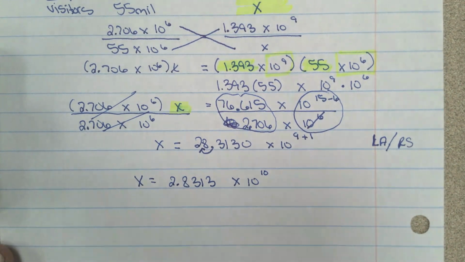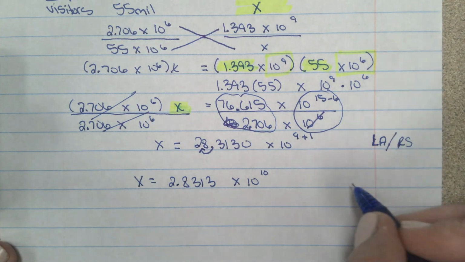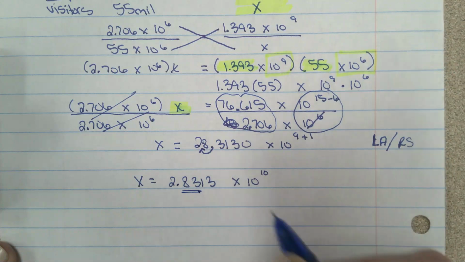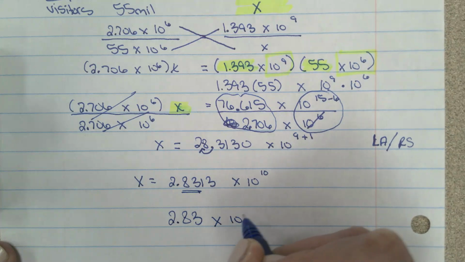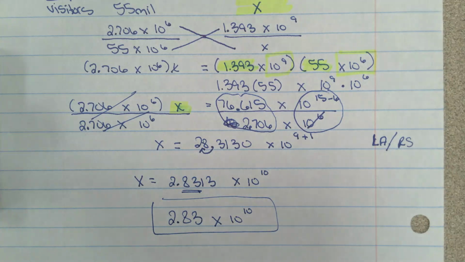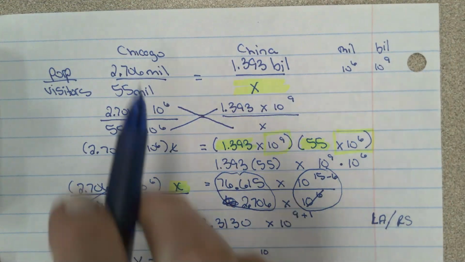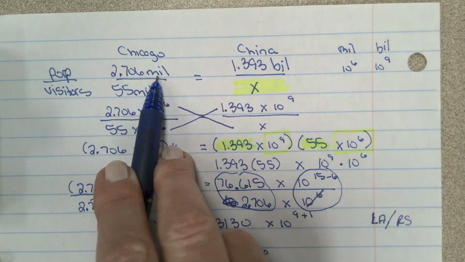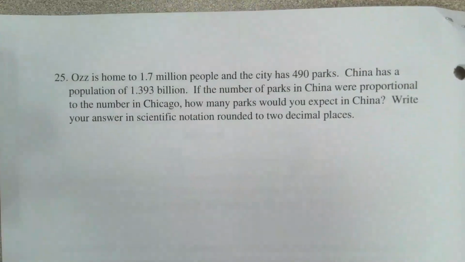And then I looked and the instructions said 2 decimal places. All right. 2.83 times 10 to the 10th then should be a good final answer on that one. So why did we have to do all that work? Because that unit was in millions and that unit was in billions, and that's why we had to do so much.